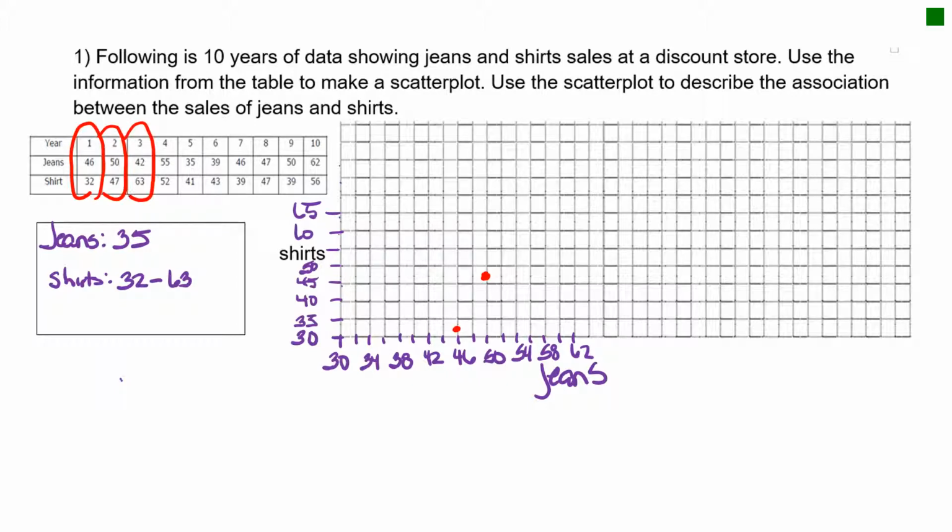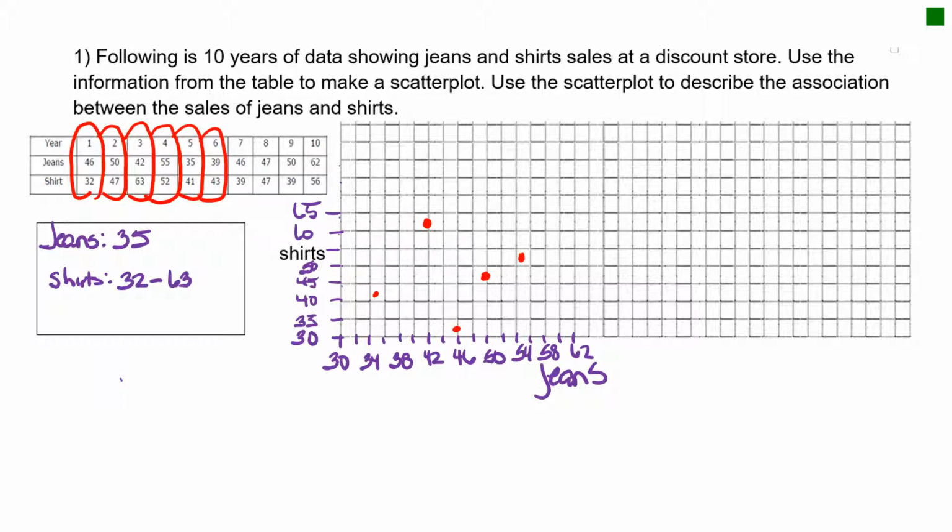Year 3, 42 jeans, 63 shirts. 42 on the jeans, 63 on the shirts. Year 4, 55 for the jeans. We sold 52 shirts. So 55 on the jeans, 52 on the shirts. Sometimes it's not on a point. Year 5, 35 jeans, 41 shirts.